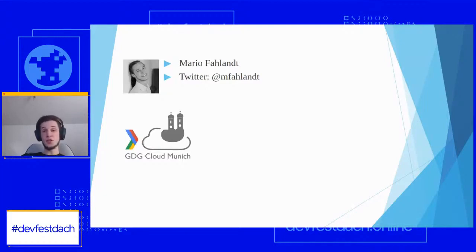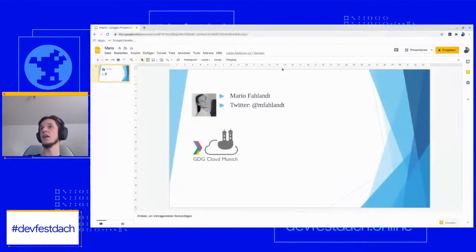And usually we would meet up every other month, but as you can imagine, it's kind of hard to meet up in person right now. So hopefully at the end of the year, we will have some more in-person events. You can find me on Twitter under this Fahlandt handle. So if anyone wants to follow me or ask questions or whatever, you can find me there.